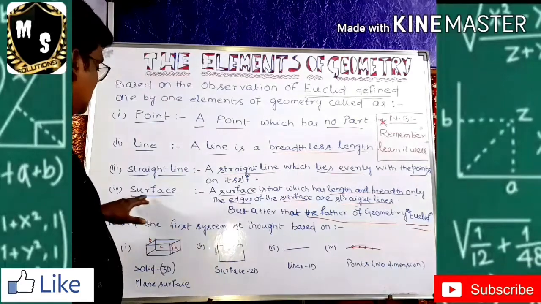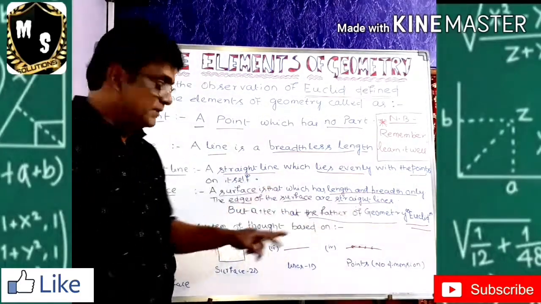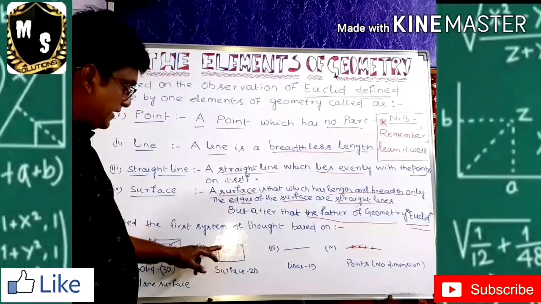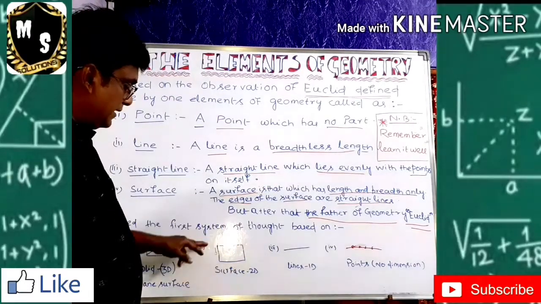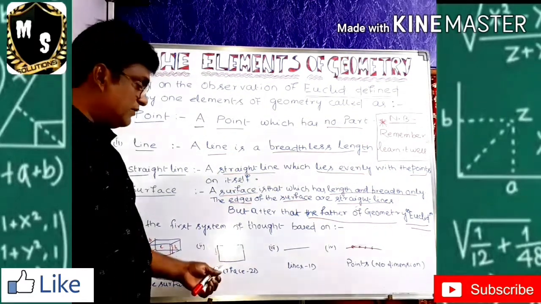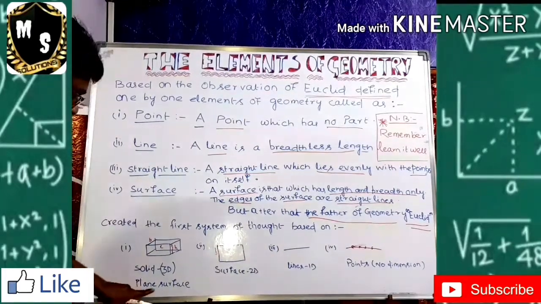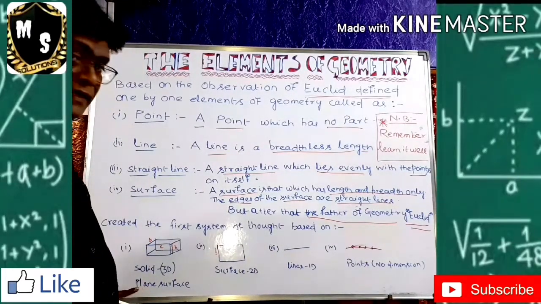Now you come to the surface. The edges of the surface are straight lines. That means the straight line edges are meeting another line, so I am creating a surface here. That is a two-dimensional figure. And this two-dimensional figure is again giving you a plane surface. See, I wrote here a plane surface.